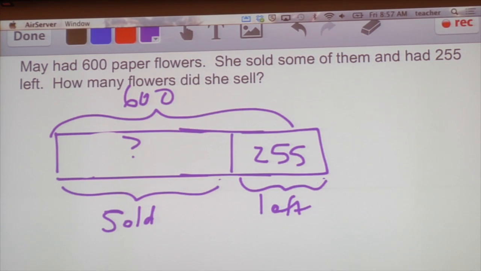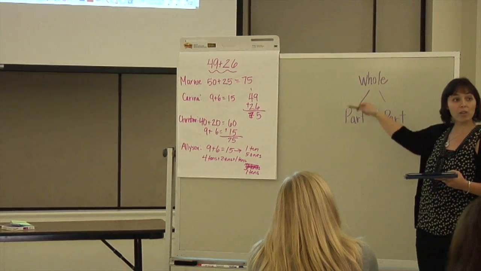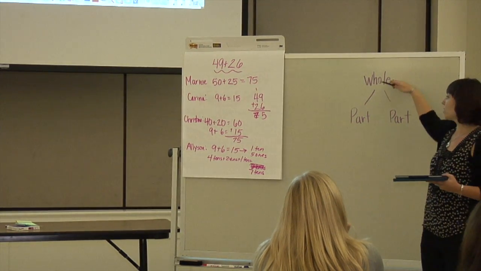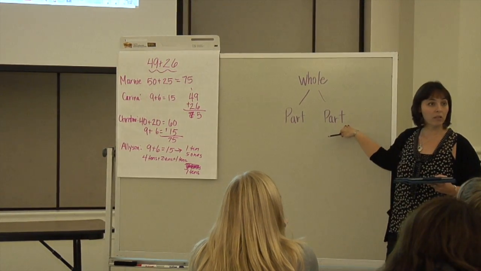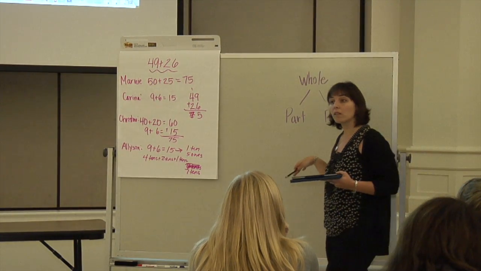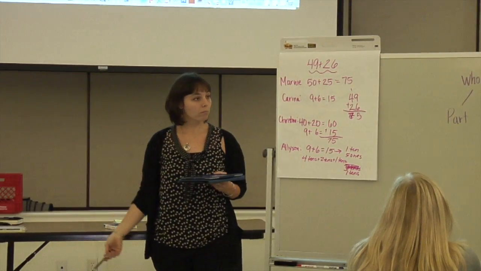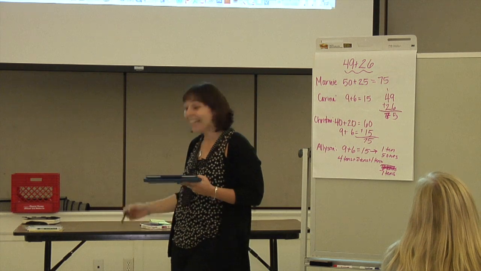Now I know that this is a whole-part problem, right? And we've talked about this in kindergarten, we've talked about it in first grade, we've talked about it in second grade, right? All this is whole-part. If I know the whole and I know one of the parts, I can find the other part, right? How do I do that? What equation could I write to solve this problem? Anyone want to venture out and say it?